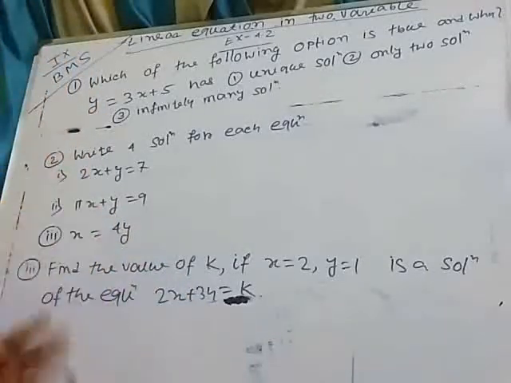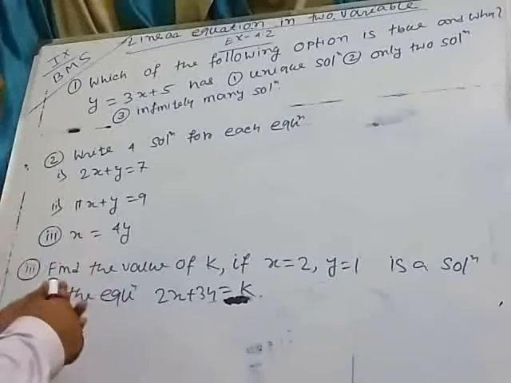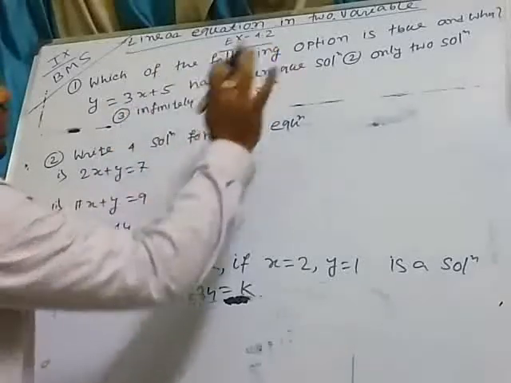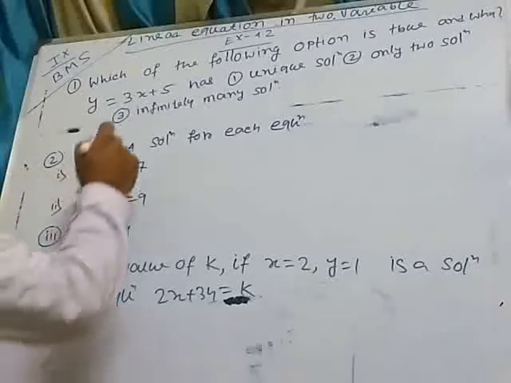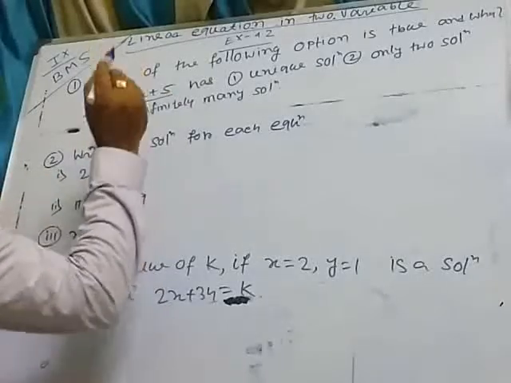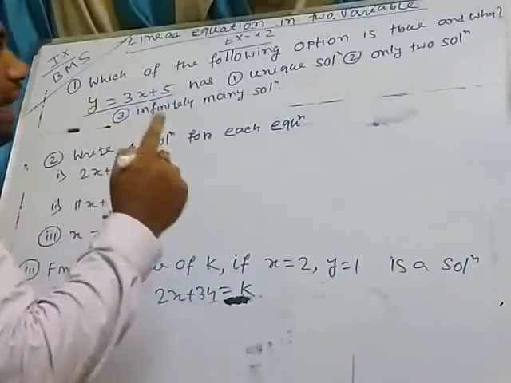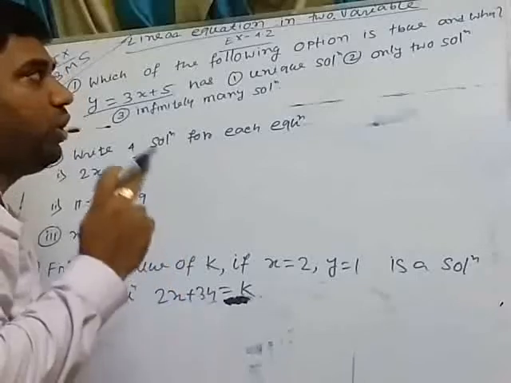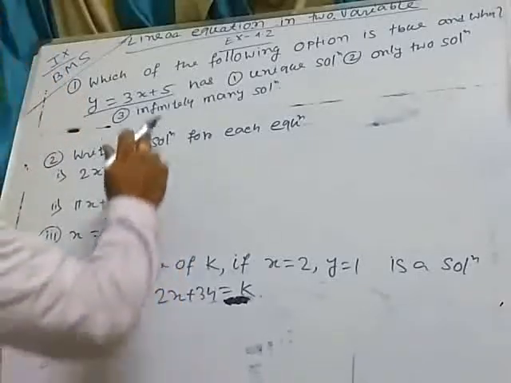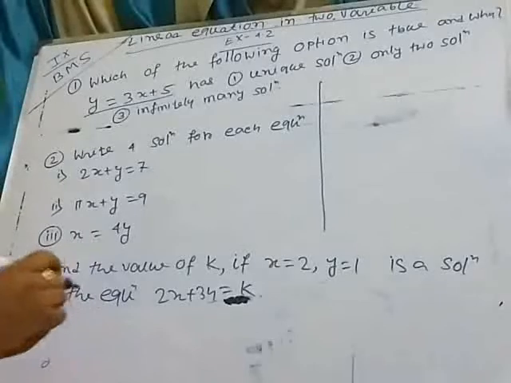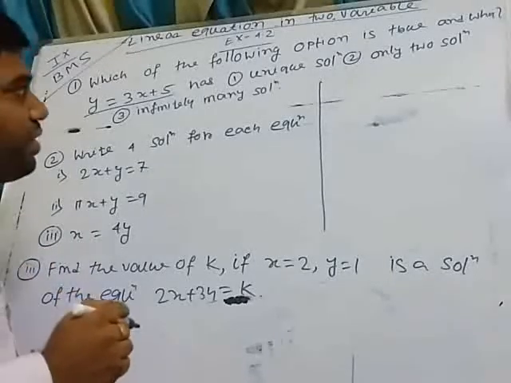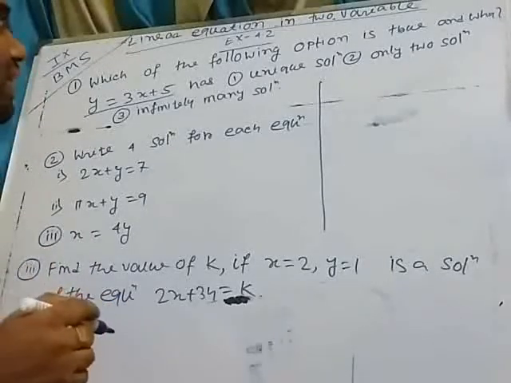Okay, so coming to the first question: which of the following options is true and why? The question is, y equal to 3x plus 5 has a unique solution, only two solutions, or infinitely many solutions. So that first question is an MCQ. We have to tick the correct answer.